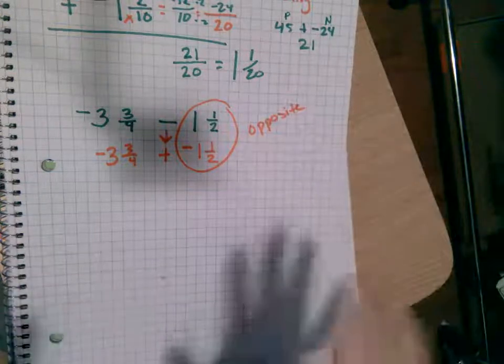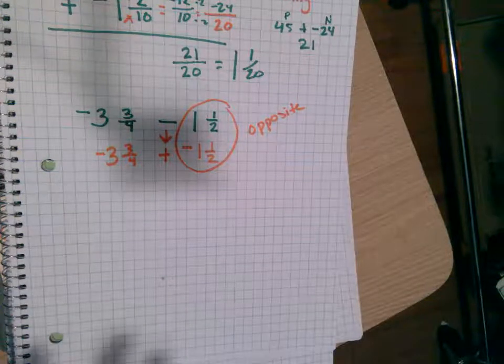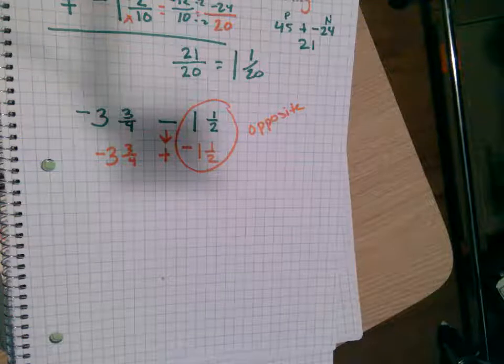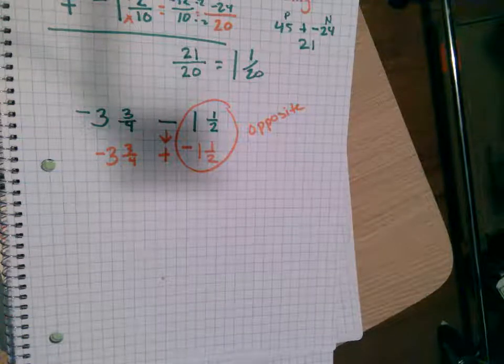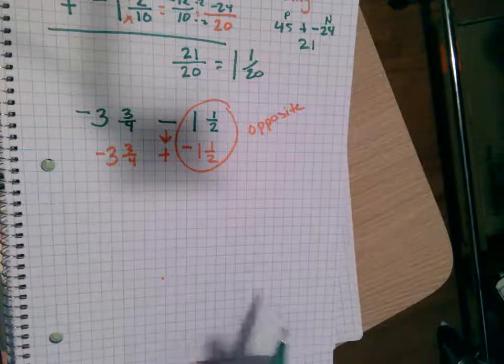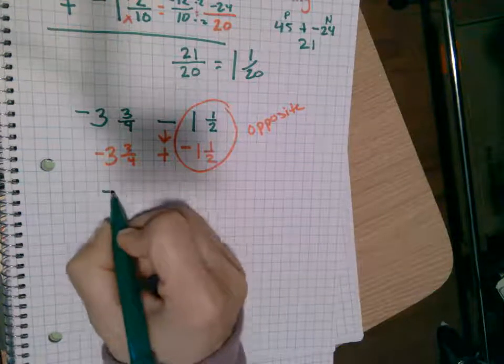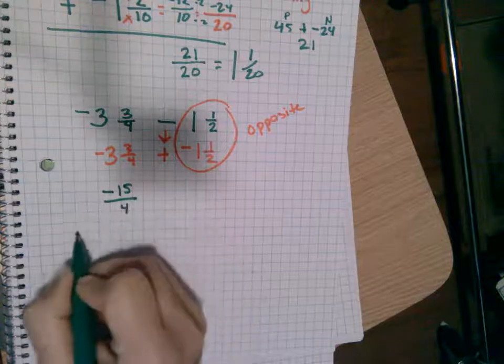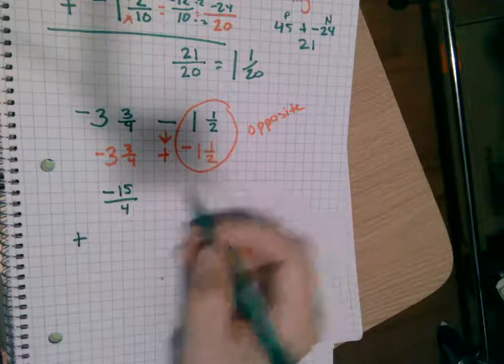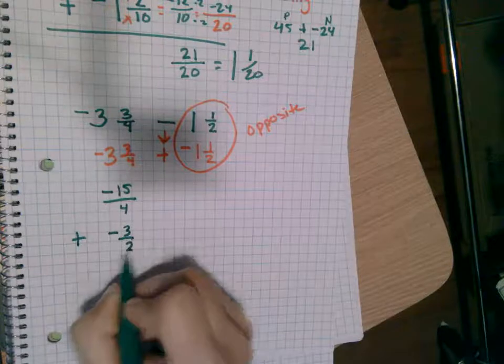This is literally what we learned in September. Except in September, we didn't have the fractions, but it's still the same thing. All right, cool. What are we going to do? I'm going to turn them into improper fractions. So this would be negative 15 over 4 plus negative 3 over 2.